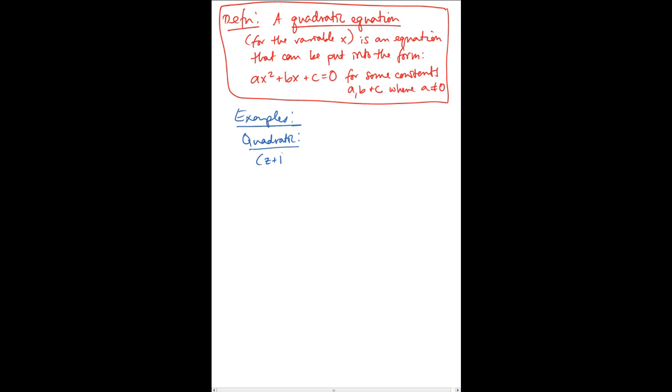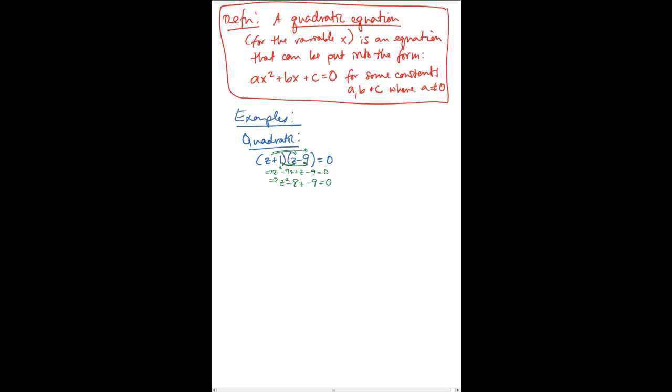z plus 1 times z minus 9 equals 0. That's a quadratic equation. How can we tell? Well, we could multiply it out. This is the same thing as z squared minus 9z plus 1z minus 9 equals 0, which of course we could rewrite as z squared minus 8z minus 9 equals 0. So we have our form.